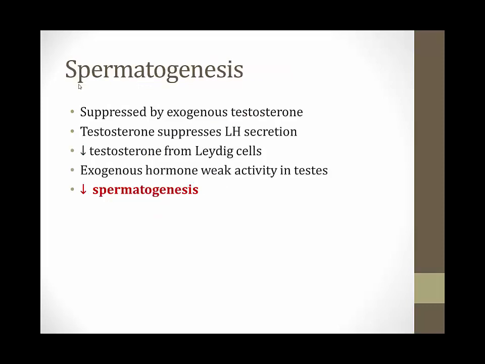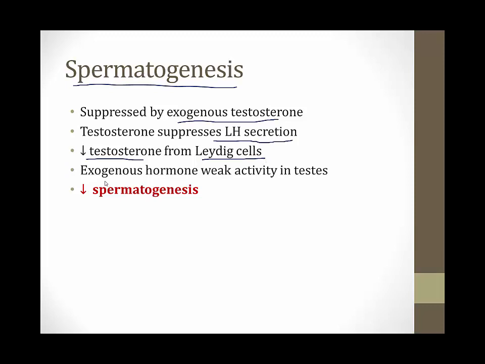Another adverse event that happens among men who take testosterone therapy is that there is a fall in their sperm count. Spermatogenesis is suppressed by exogenous testosterone. The mechanism of this effect is that testosterone suppresses LH secretion from the pituitary. This leads to low testosterone production from the Leydig cells. Now you might think that the exogenous testosterone could replace the testosterone coming from the Leydig cells, but that's not how it works.